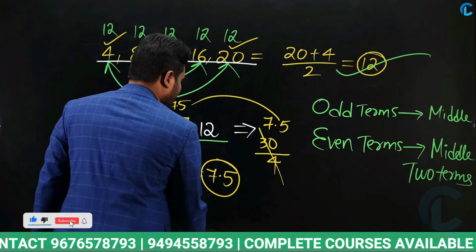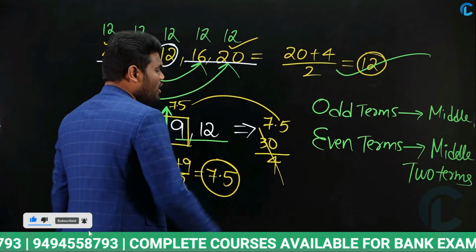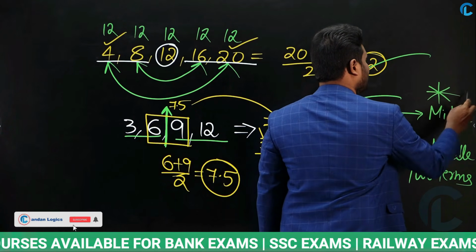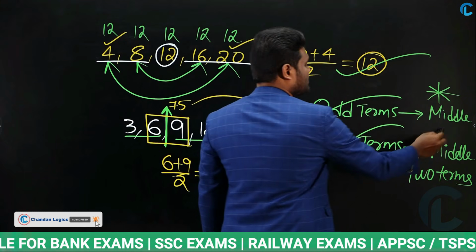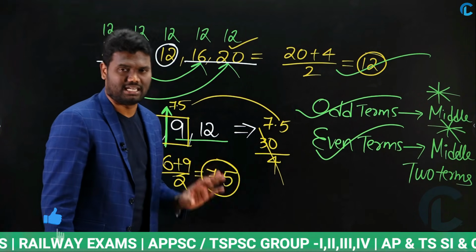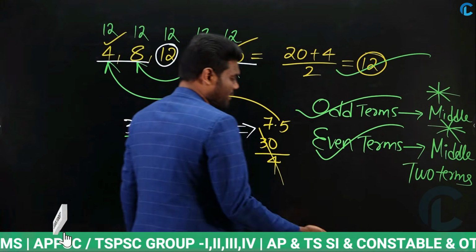So what I can conclude is, whenever you are going to have an odd number of terms, the average is nothing but the middle term. If you have an even number of terms, the average is nothing but the average of the middle 2 terms. Okay. Now let us look at one more example.